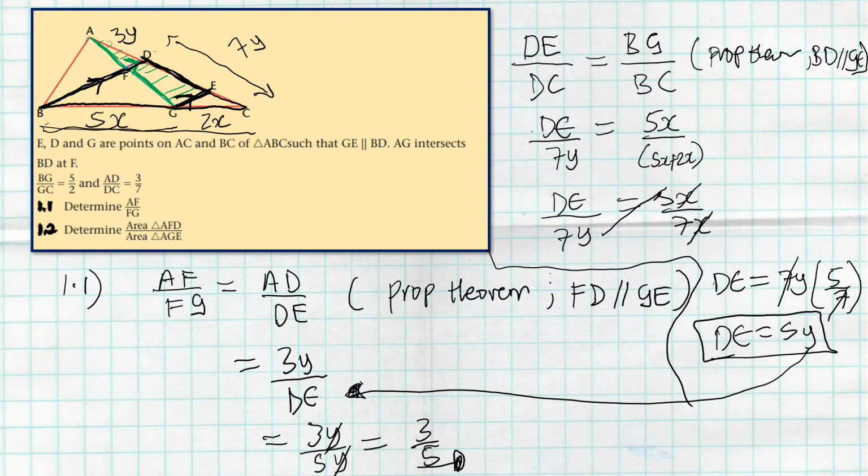AF over FG. So you can see it's a matter of identifying where our lengths are located, like on which triangle we can apply proportionality theorem. Immediately when you see lines drawn in between triangles that are parallel to each other, you must think of proportionality theorem, and you can actually get all those.